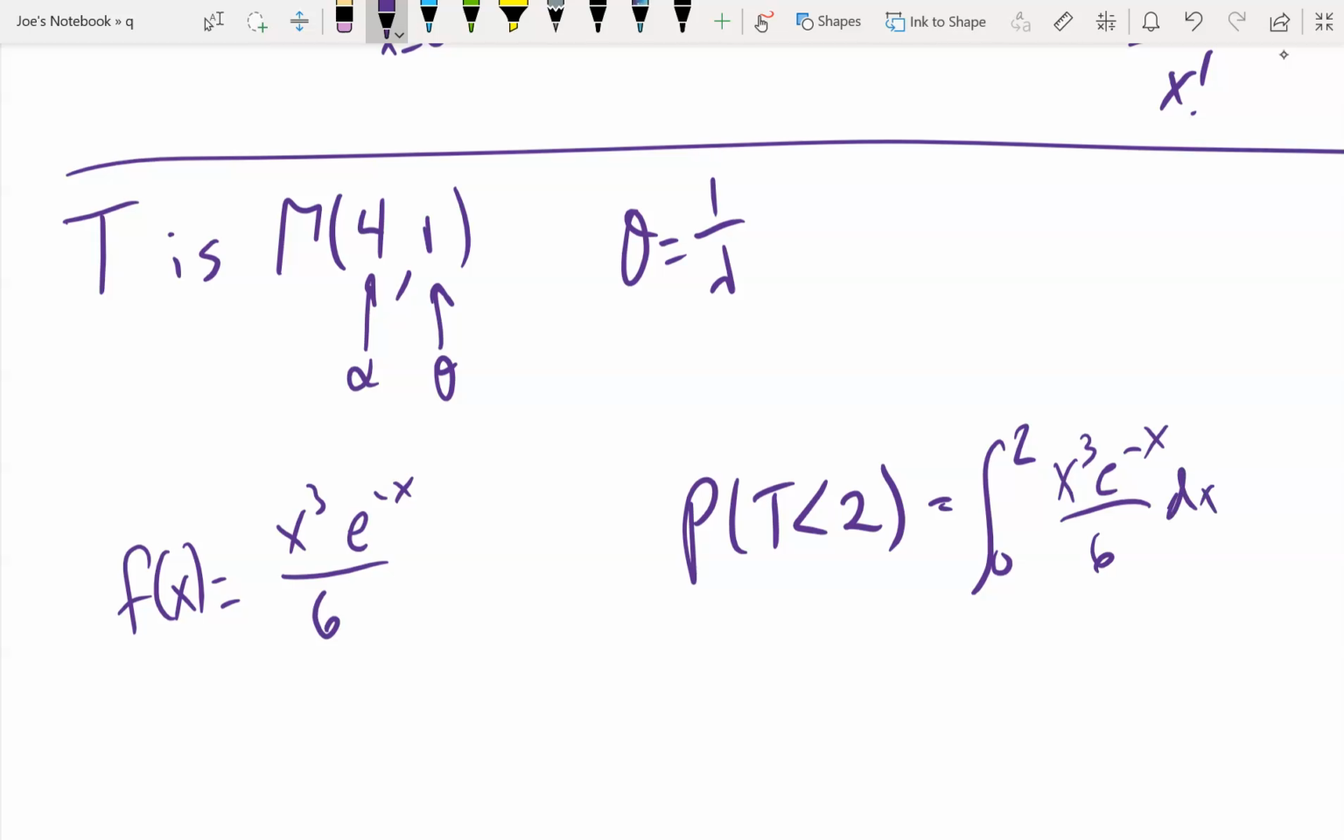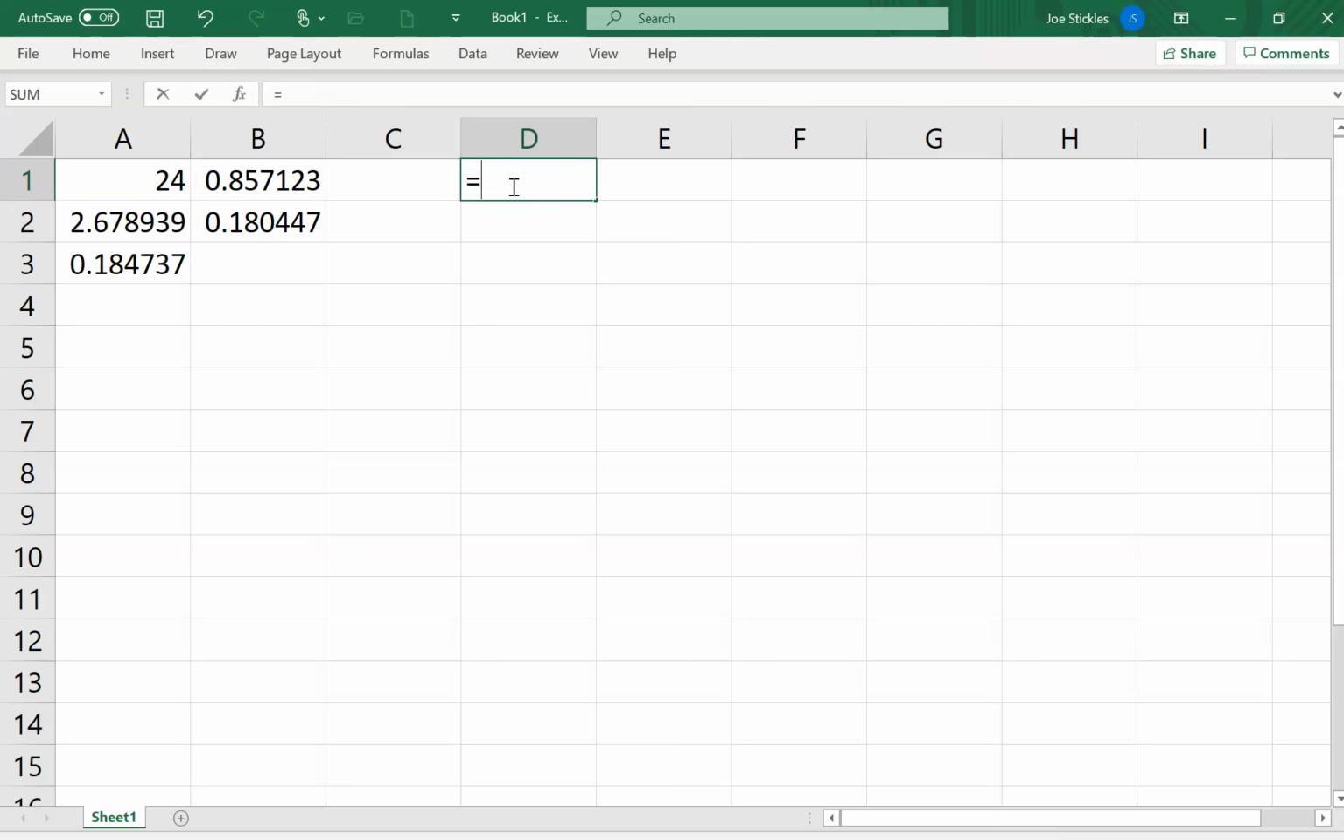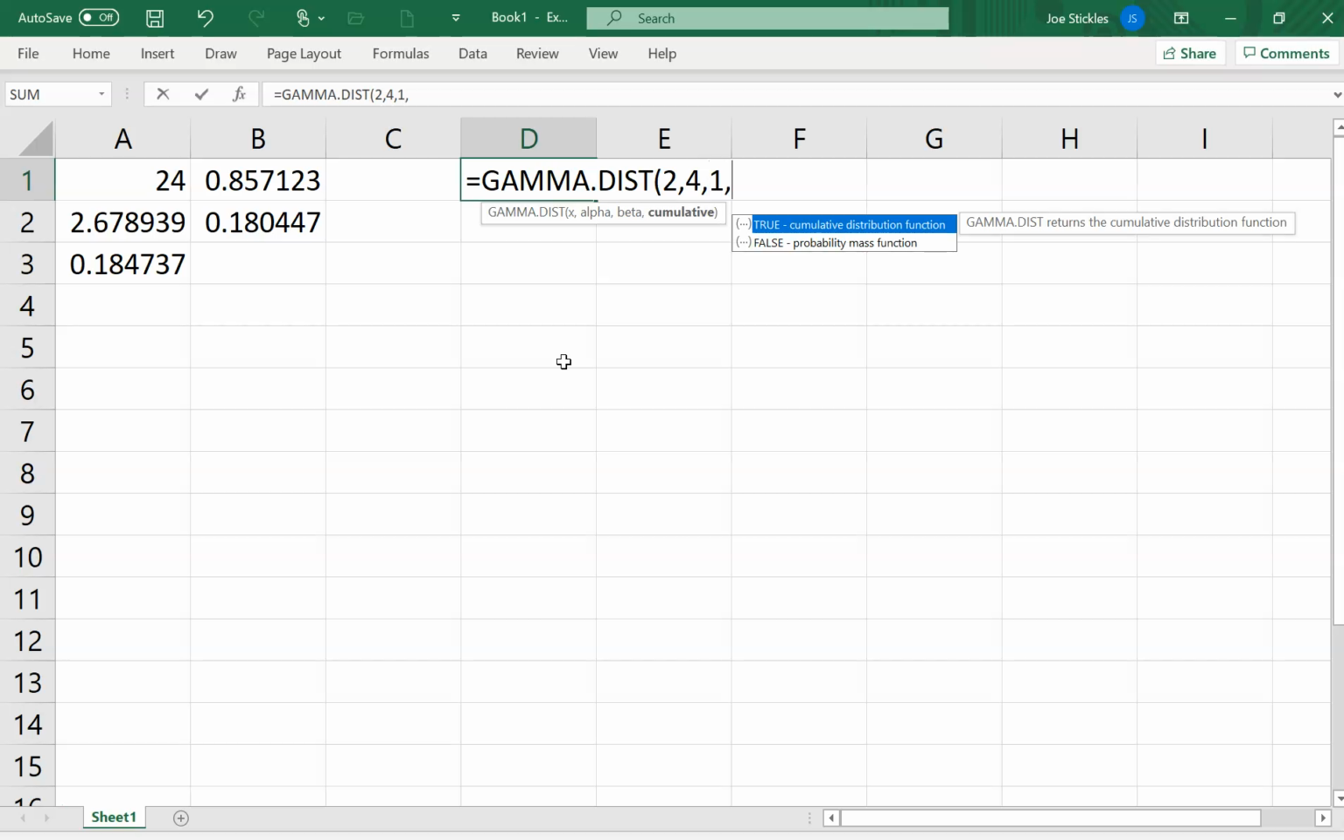And then again, if you were doing this by hand, you'd have to use integration by parts, right? We agree? Or if we go back over to Excel, we can use our gamma distribution again. The x value here is 2. The alpha value was 4. Theta value 1. Cumulative or not?